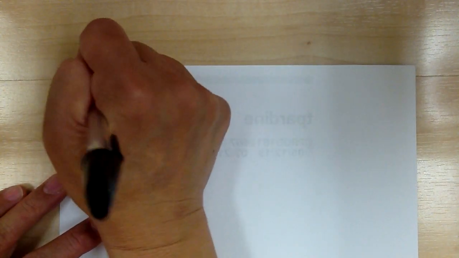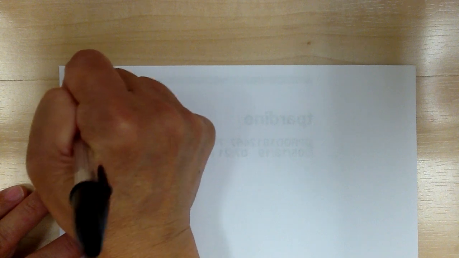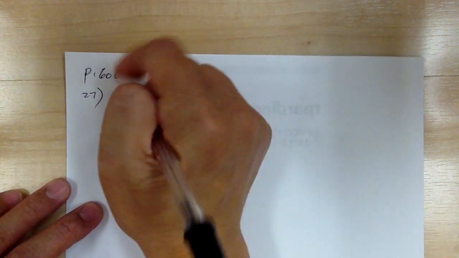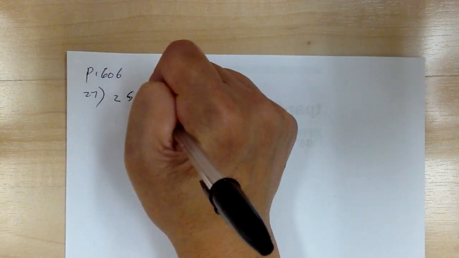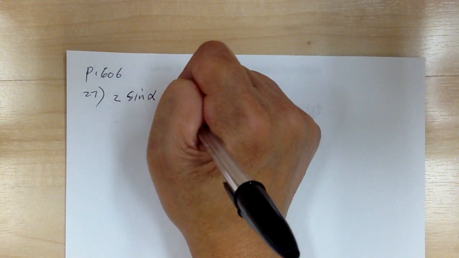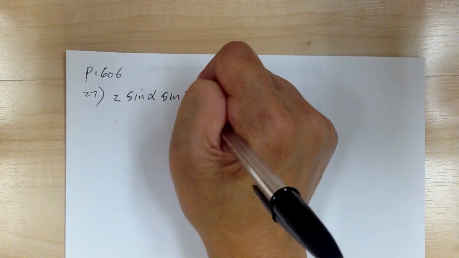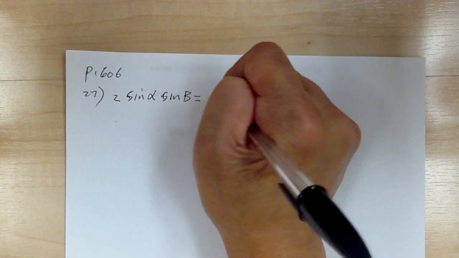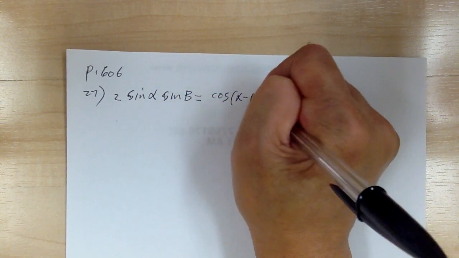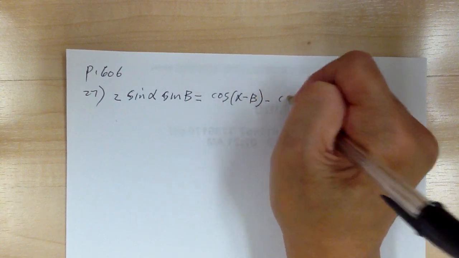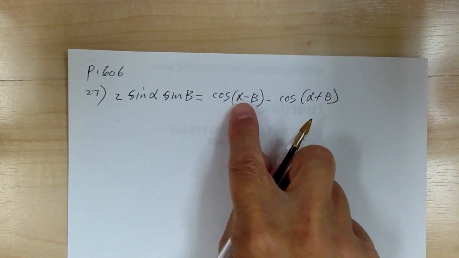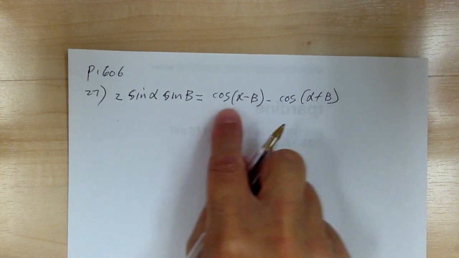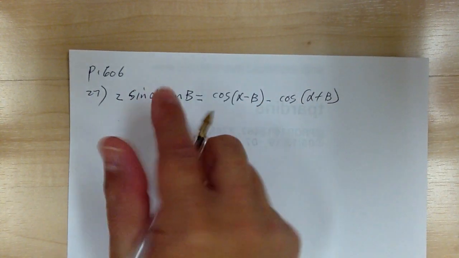Okay, let's go to number 27. You have 2 sine alpha sine beta equal to cosine alpha minus beta minus cosine alpha plus beta. Again, these are 2 functions, so this is more complicated. So I want to simplify this. I want to keep this side the same.